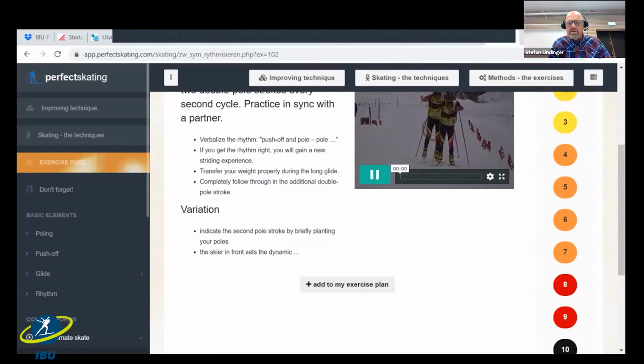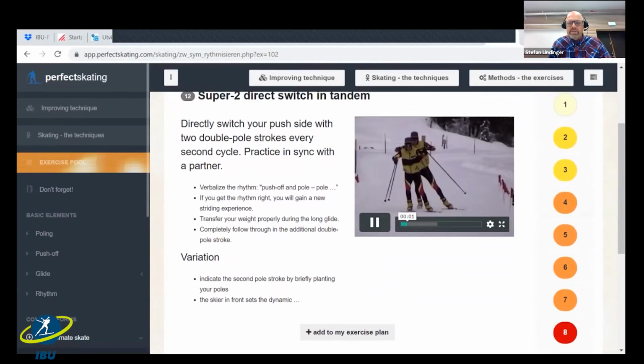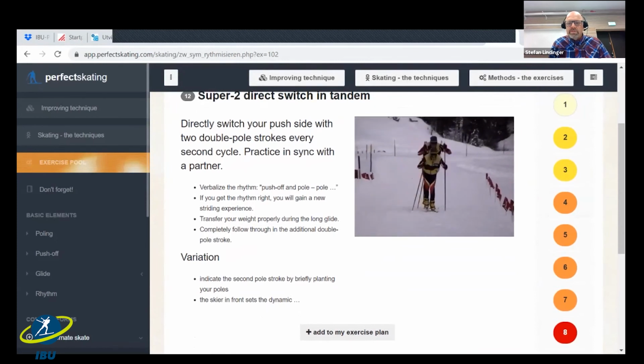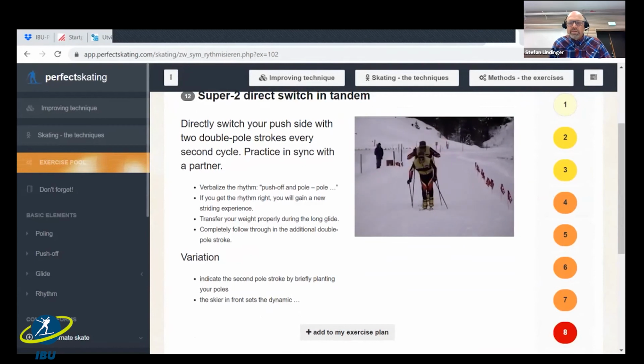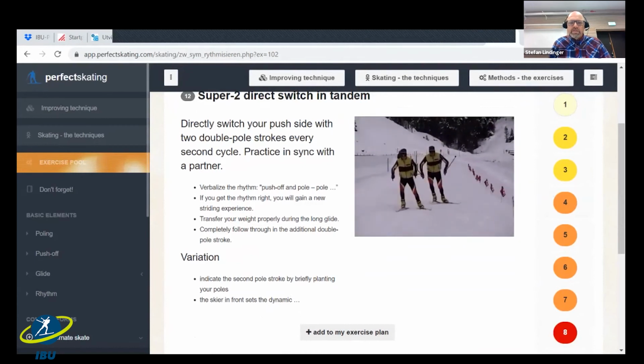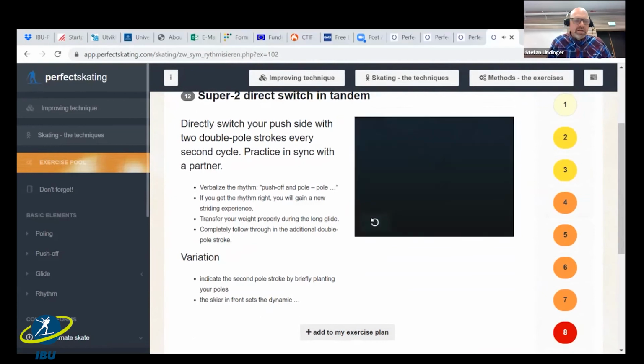Or a nice synchronous exercise here of the two skiers. Very difficult, especially for the skier behind. Pretty challenging to keep the rhythm. So this is for rhythm and complex forms. You get the same in each technique, for pushing, for gliding, from very easy to very difficult ones, all based on differential learning.